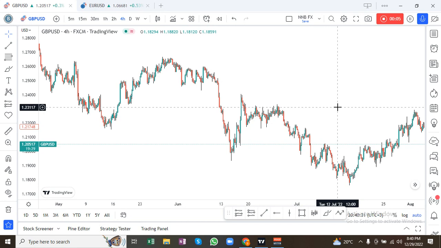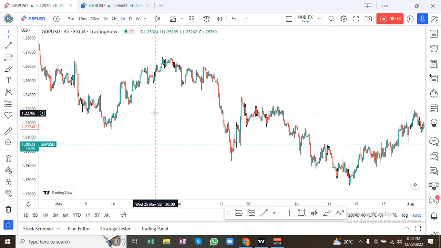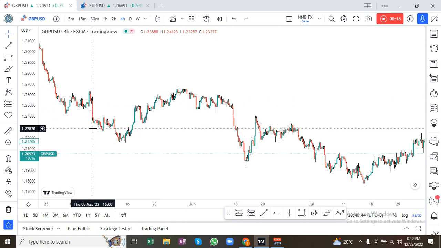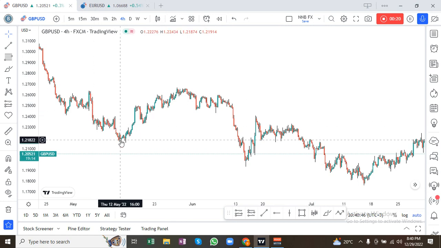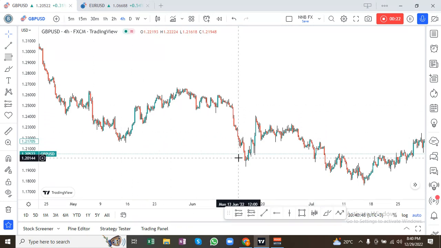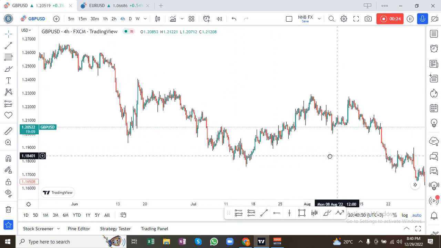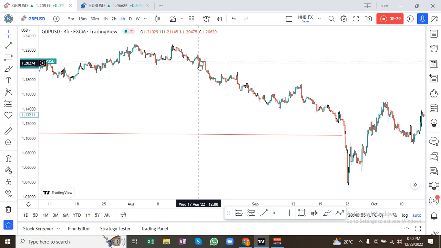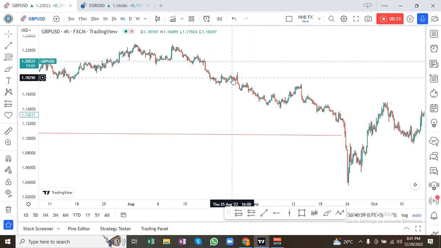Today we'll be continuing with our lesson about market structure. Yesterday we looked at the nature of the market, how the market moves. We saw that the market moves in impulse, correction, impulse, big correction, impulse. Basically, the market moves in two phases. It's either in an impulsive phase or a corrective phase.